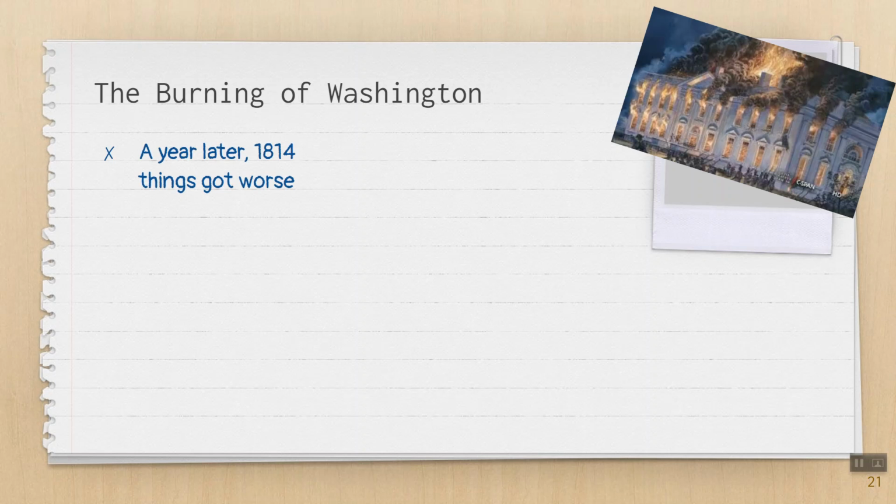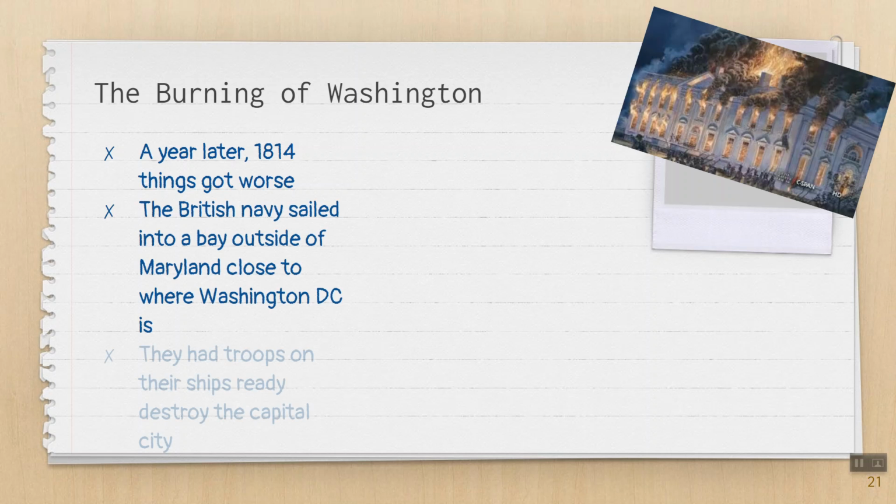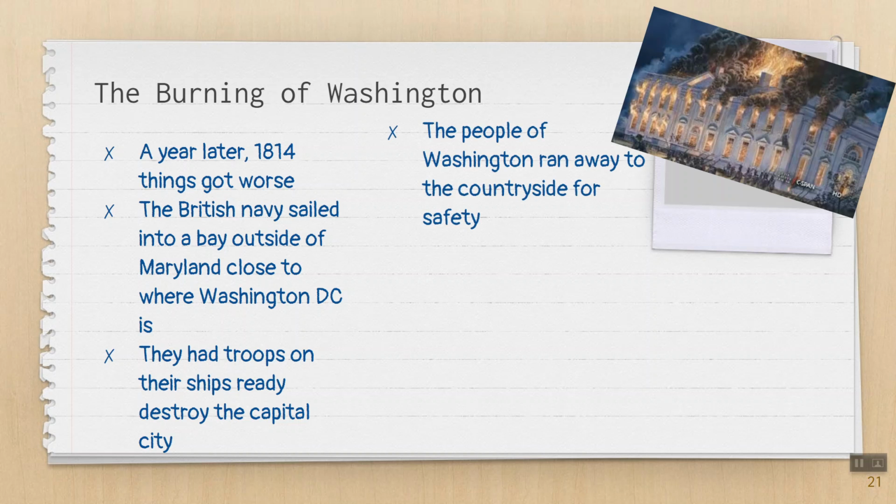And a year later, in 1814, things began getting a little bit worse after that battle on water. The British Navy sailed into a bay outside of Maryland, and it was close to Washington, D.C., where the capital and the president is. And they had troops on their ships ready to destroy the capital city of the United States. And the people of Washington, D.C. ran away to the countryside for safety.